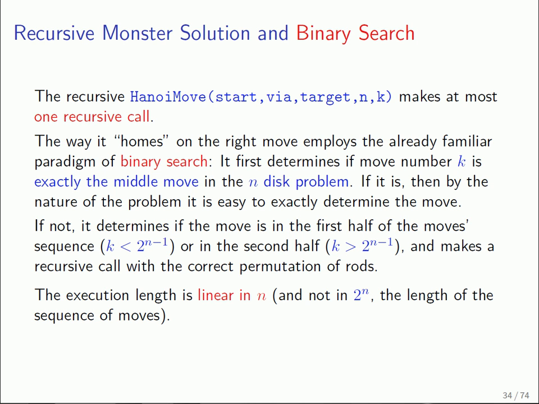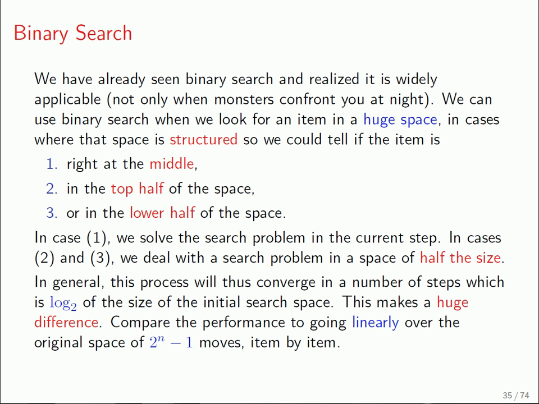But then I want to put it in a larger context, in the context of binary search. So what do we have? We have a really huge space, 2 to the 200 moves space. If k is right in the middle, I know what to do. If not, then either I'm in the first half or the second half. So I could halve the size of the space, having n minus 1 rings. So the execution will be, instead of being exponential in n, just linear in n. So if I have 200 rings, the execution will probably take 2 times 200 or something of that form. It will go that deep into recursion. So either we're right in the middle, or we're in the top half or the lower half.